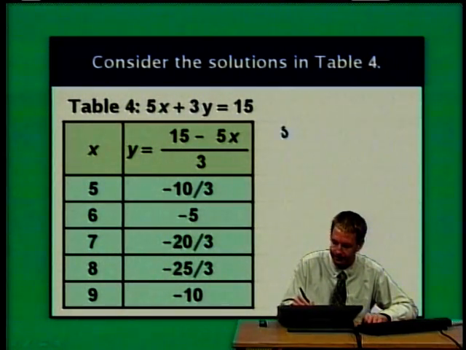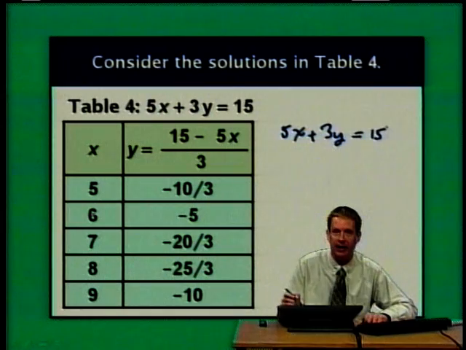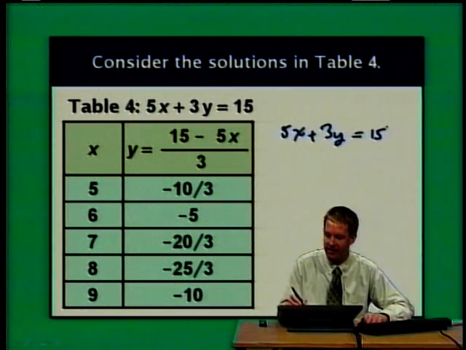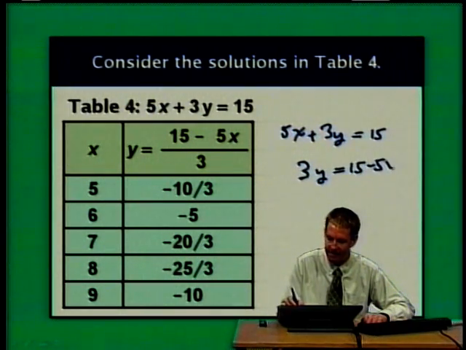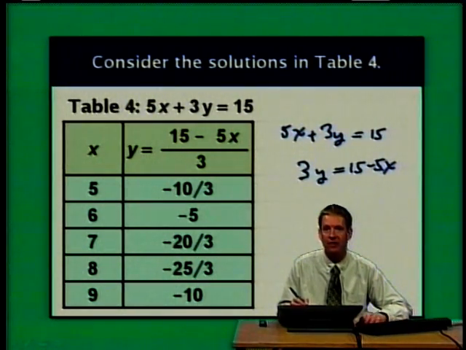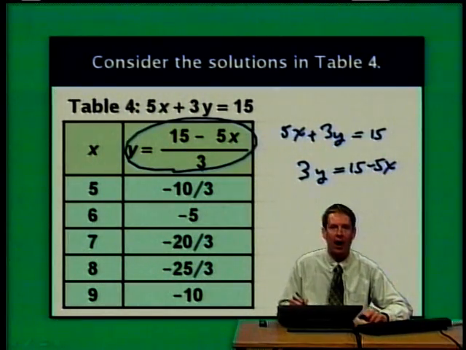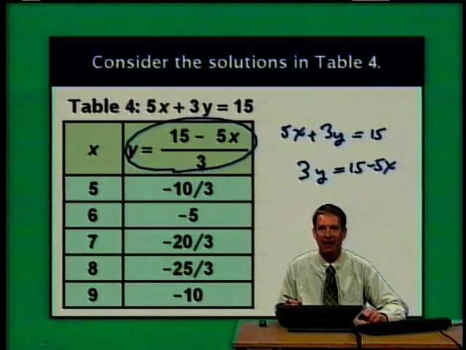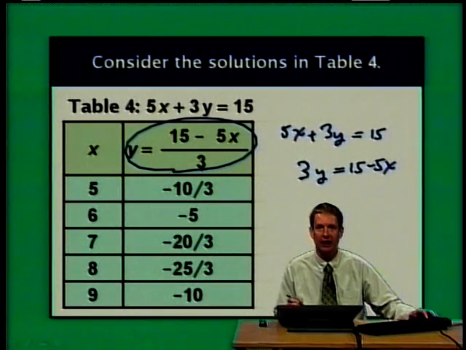5x plus 3y equals 15. If I subtract 5x from both sides of the equation, I have 3y equals 15 minus 5x. And if I divide both sides of the equation by 3, I have y equals 15 minus 5x over 3. So that's where that formula came from.